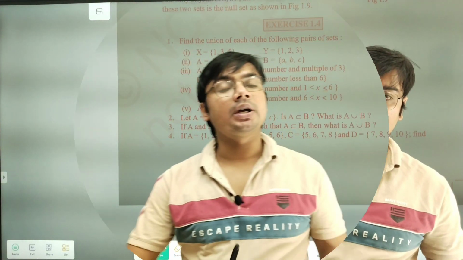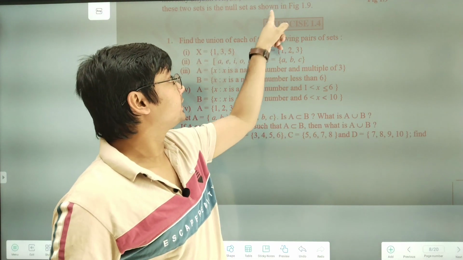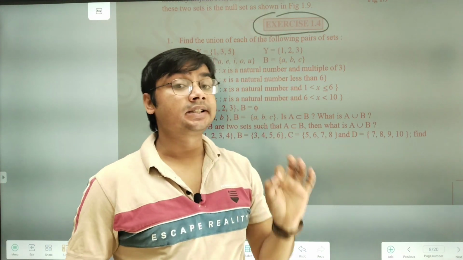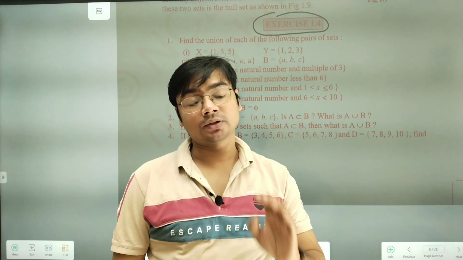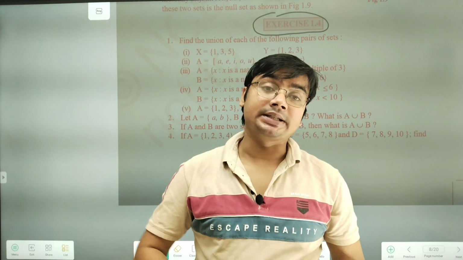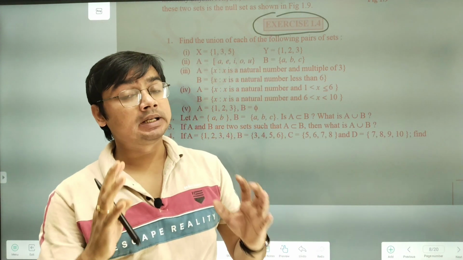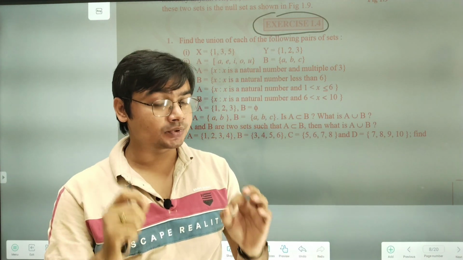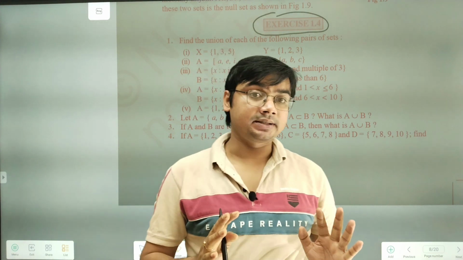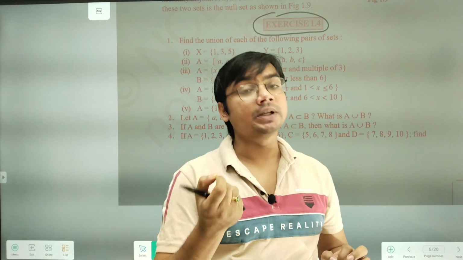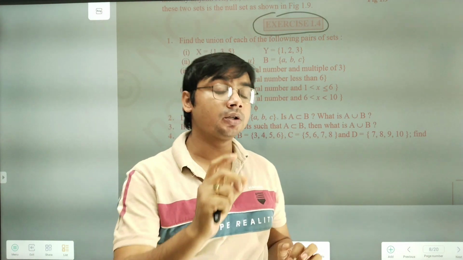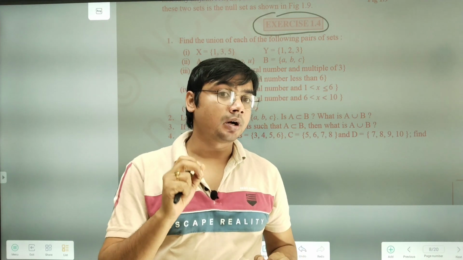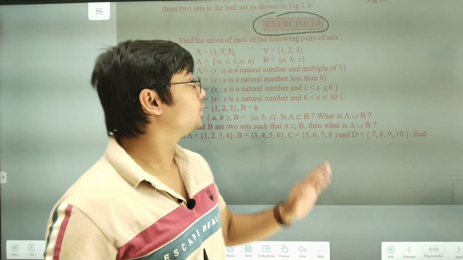Myself, Dr. Apil Sir. I am going to solve exercise 1.4. Basically, this exercise 1.4 is related to the union and intersection of two or more sets. My dear students, we have already discussed union as well as intersection of sets in the previous lectures. So here I will try to recall the basic concept of union and intersection of two sets, and then I will try to solve this question.